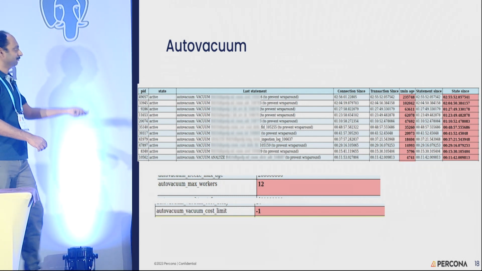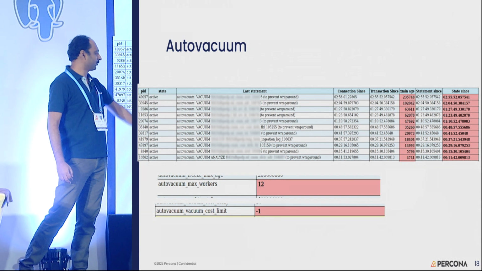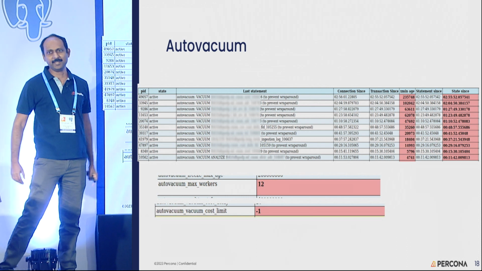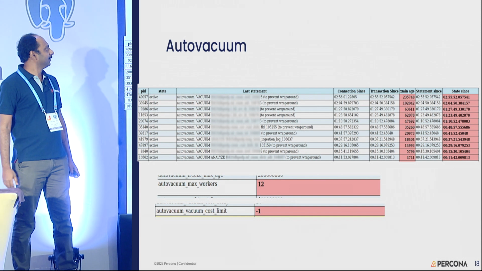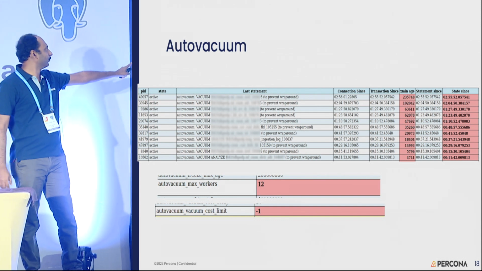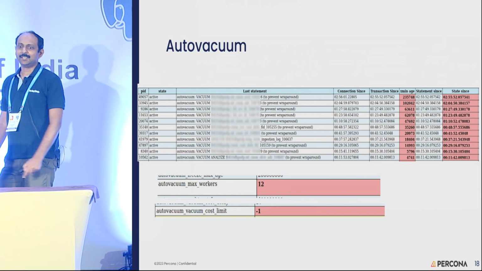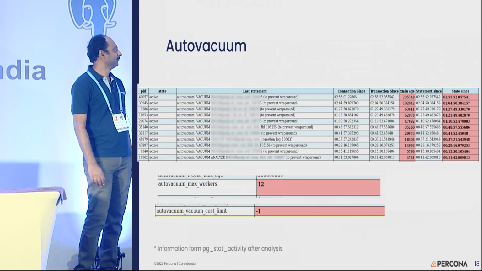So the best we can do is reduce this max workers and put the vacuum cost limit to something meaningful, like 500 or some value. And make sure that the vacuum workers are not running too long. If that's taking too long, it will defeat its own purpose.